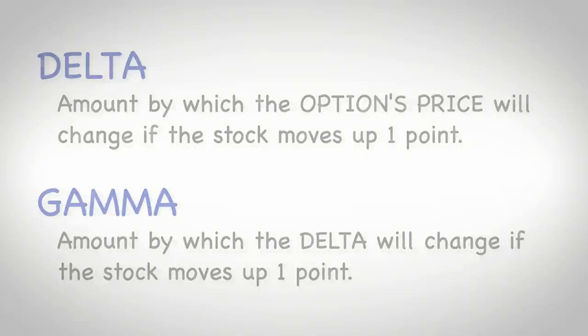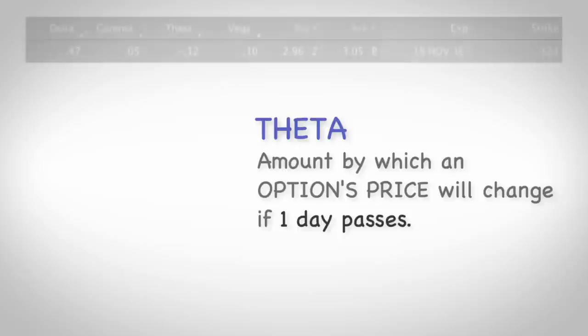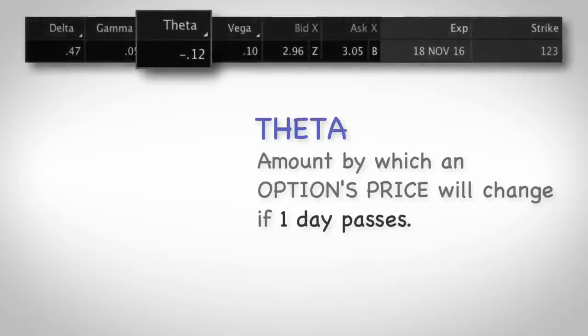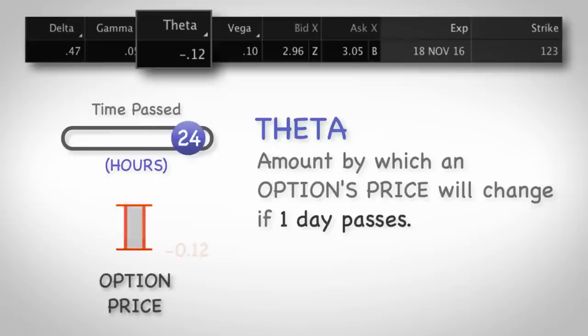Now let's move on and talk about theta. Theta is the measure of an option's sensitivity to time. Theta is the amount by which an option's price will change if 1 day passes. So for example, the option you are looking at has a theta of negative 12 cents. So if 1 day goes by, then this option's price will lose 12 cents due to time decay.